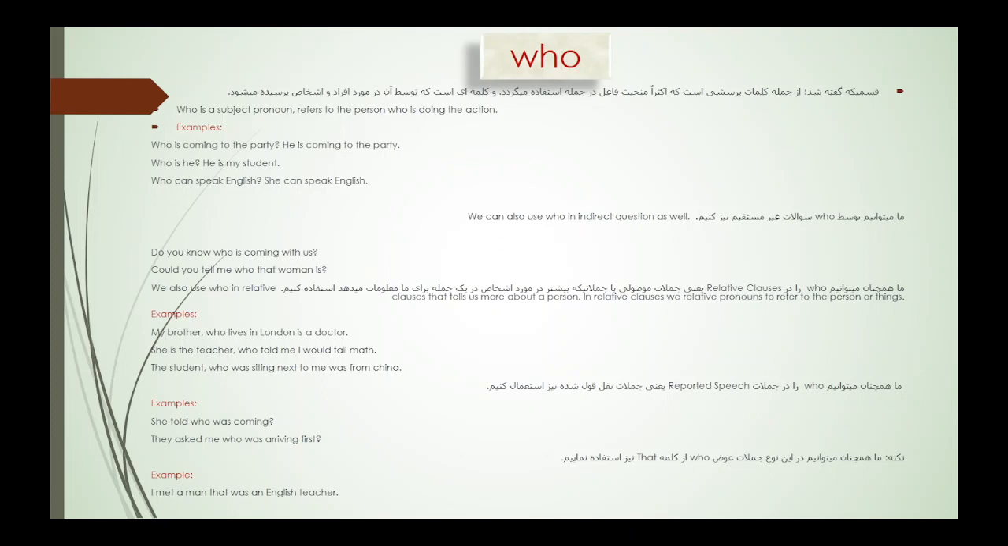Guys, we can use who as an interrogative word at the beginning of the sentence, and we also can use who in the middle of the sentence as a relative pronoun or adjective pronoun to add or describe more information about a specific name in the sentence.